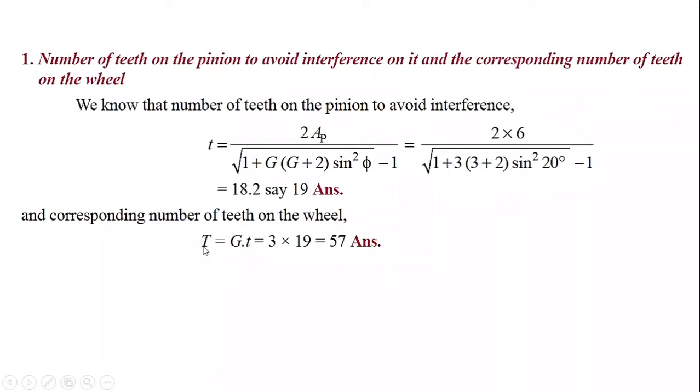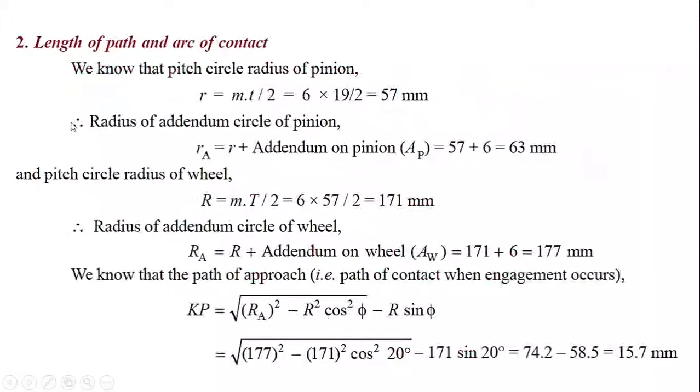Using this relation, G equal to capital T divided by small t. Now capital T equal to G into small t. Here G, the gear ratio, is 3, so 3 into 19. We will get the number of teeth on the wheel is 57. Okay, this is the only new thing from the previous problem. Other things we already discussed in the previous problem, so no problem.